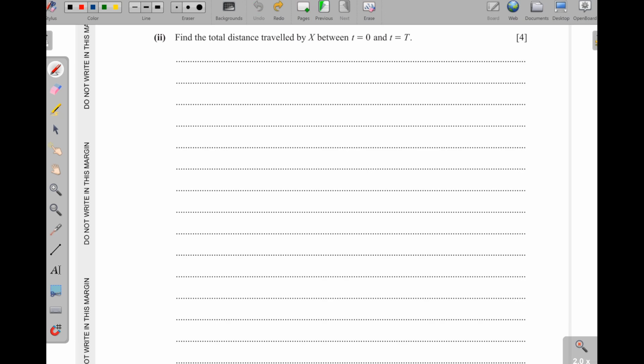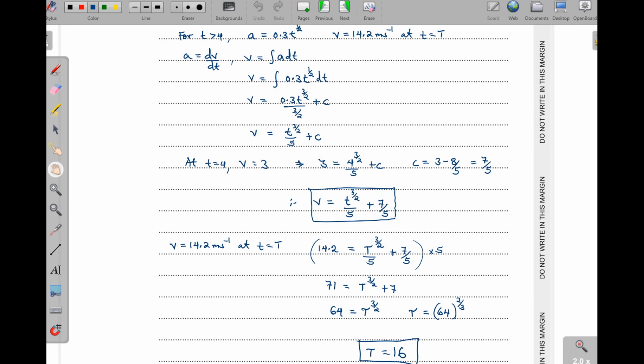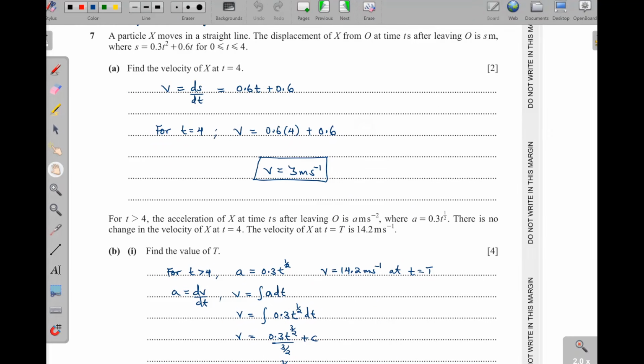Question 2: find the total distance traveled by x between t is equal to 0 and t is equal to 16. Now, since velocity is the rate of change of displacement, ds/dt, that means s is going to be the integral of v dt. But here, from 0 to 4, we are given the expression for s, so we don't need to get the expression for v and then integrate. We would just be wasting time.